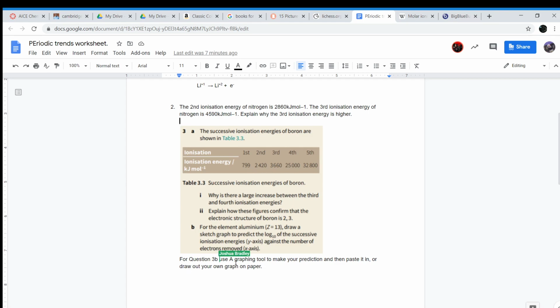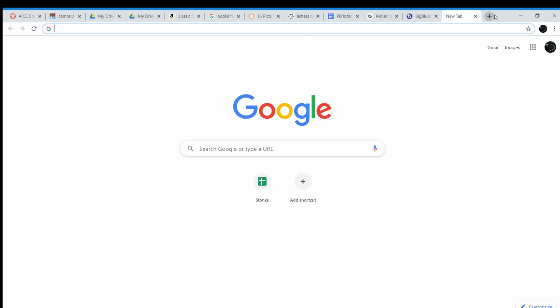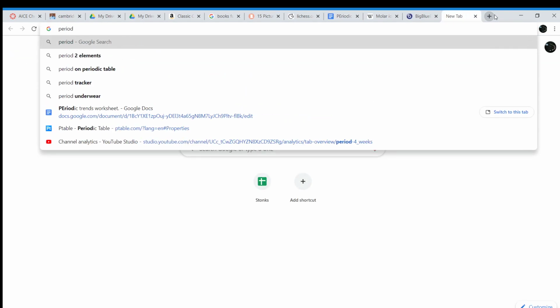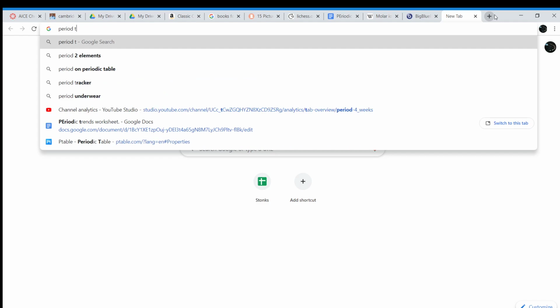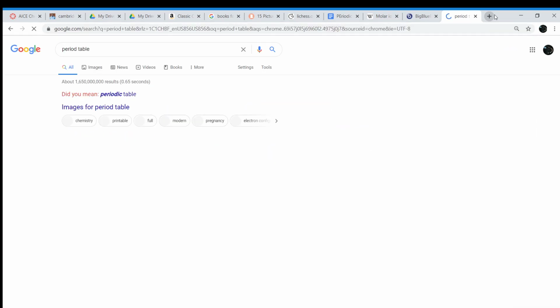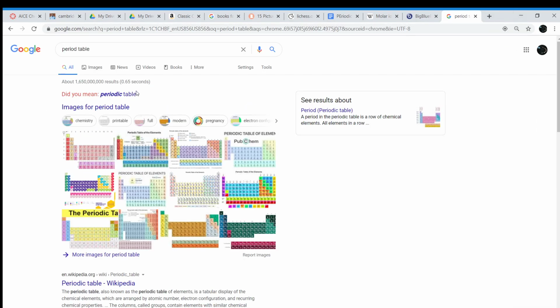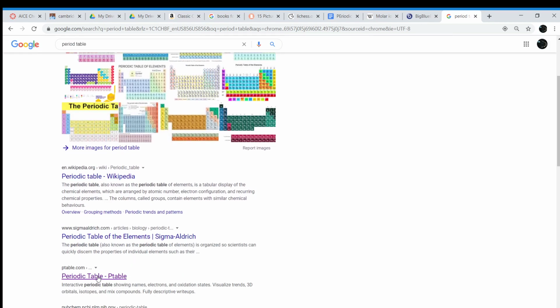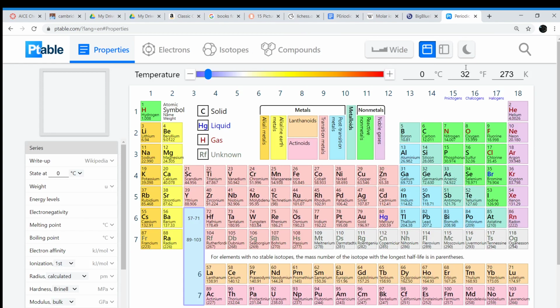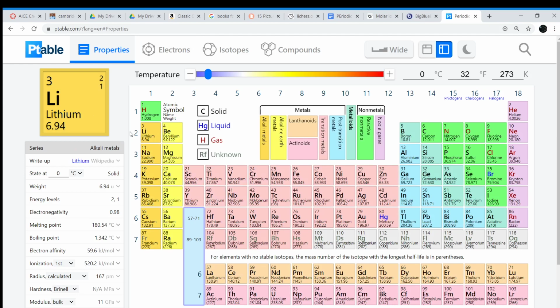The last one is for question 3b, and that's to use a graph to make a prediction on this one right here, which is aluminum. So we're first going to go ahead and pick up the periodic table, and we're going to look at aluminum here. We're going to be like, okay, where is aluminum? It's right here. It has 13.